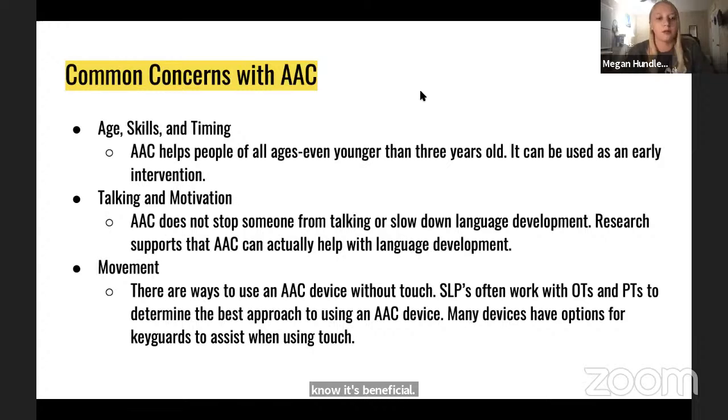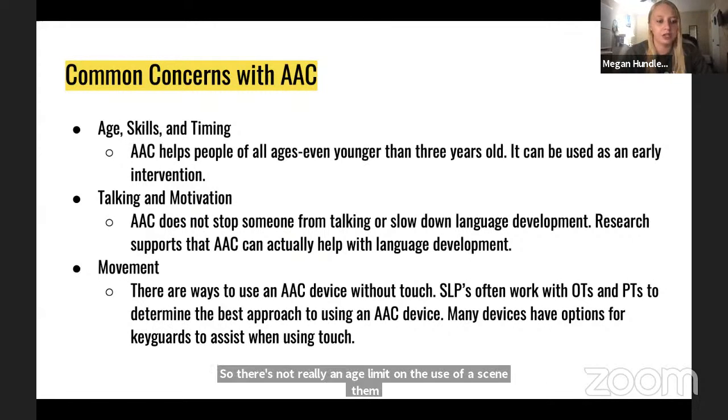And then the last thing I wanted to talk about with AAC is common concerns. So sometimes there's concerns with the age, skills, and also timing of using an AAC. AAC helps people of all ages, sometimes even younger than 3 years old. It can be used as an early intervention tool, from 2 years old all the way up through somebody's lifespan. It can be a really good tool to use. So there's not really an age limit on the use of AAC.